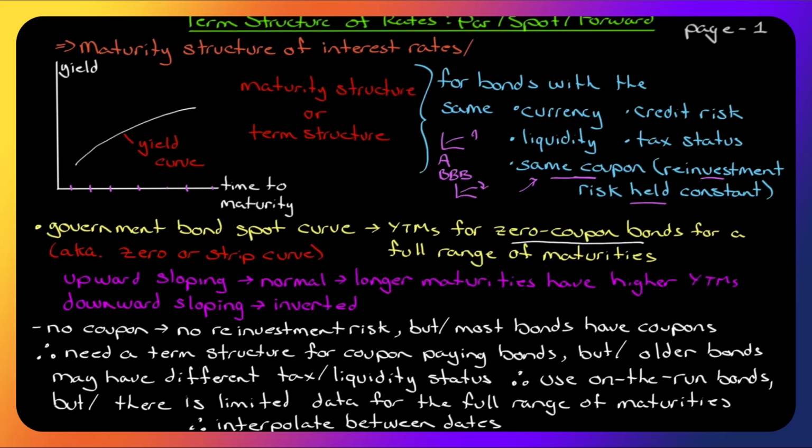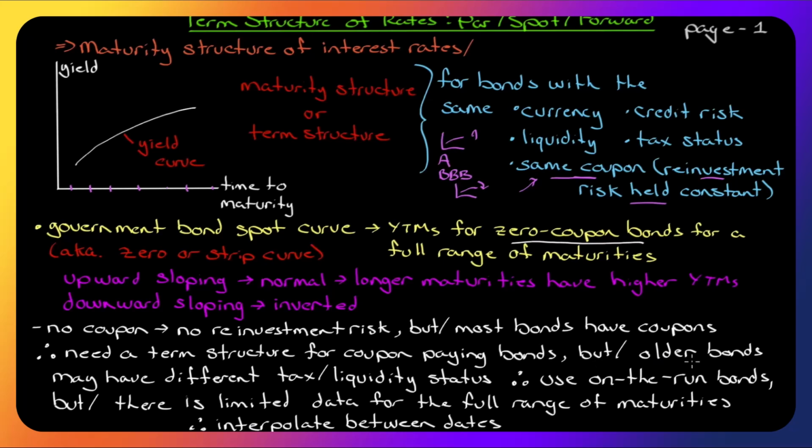All right, now this writing at the bottom in white is just a bunch of logic statements that will move us away from the spot curve to the par curve, and it'll explain, I think in a very crisp way, why we have to use a par curve. The government spot curve has no coupon, so it has no reinvestment risk. But most bonds have coupons. Remember this last point: every curve must be the same coupon so that reinvestment risk is held constant. If there's no coupon on the spot curve, there's no reinvestment risk, but most bonds have coupons. Therefore, we need a term structure for coupon-paying bonds.